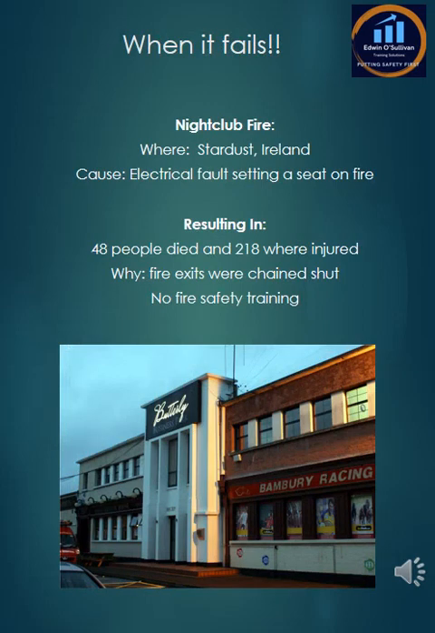The costs of getting it wrong and when fire management fails. We all remember the Stardust fire in Ireland back in the 1980s. It was started by an electrical fault underneath a seat which set the seat on fire. It resulted in 48 people dying and 218 people injured. When people realised there was a fire and they went for the exits, they found that they were chained shut, and subsequently they found that staff had no fire safety training.